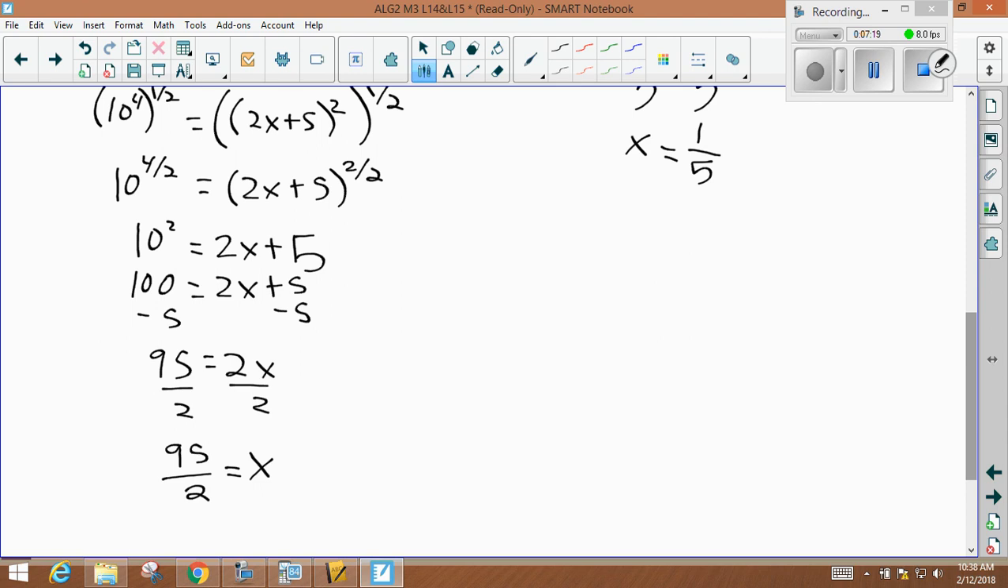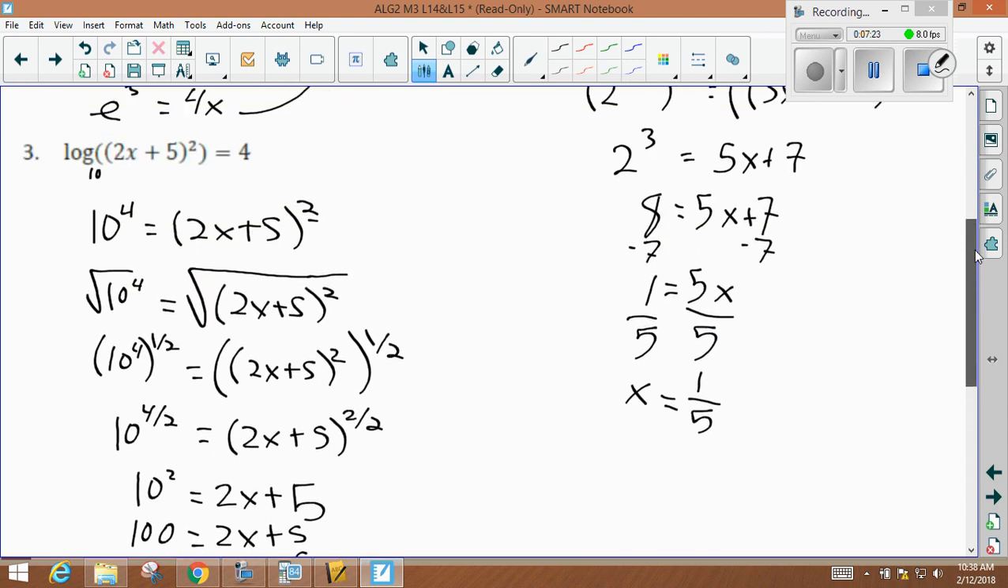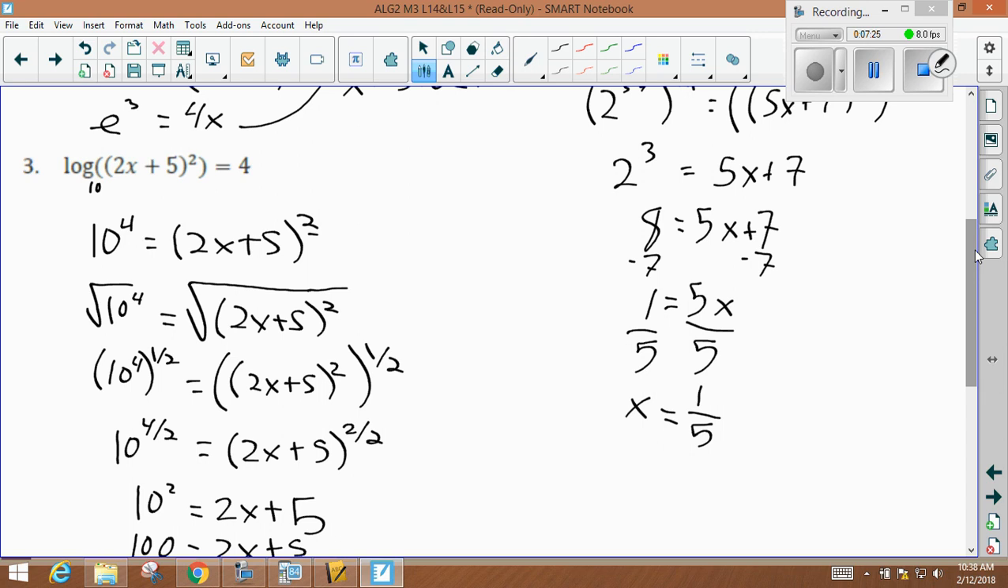If we put 95 over 2 in our original equation, so if we substitute that in for this x, do we wind up with a negative number inside of our log, or 0? No. So I'm going to go ahead and say, oh, and this one we checked, right?